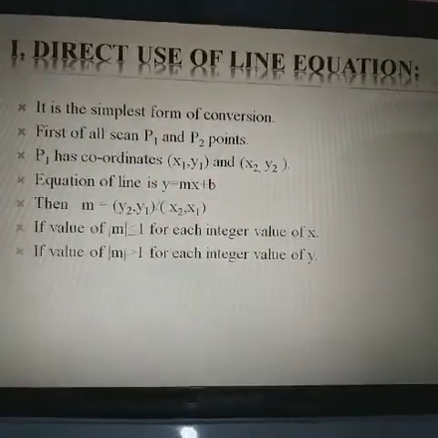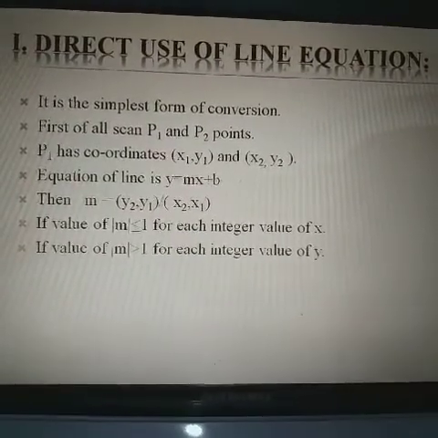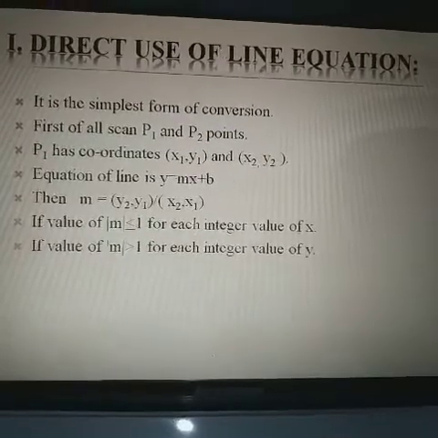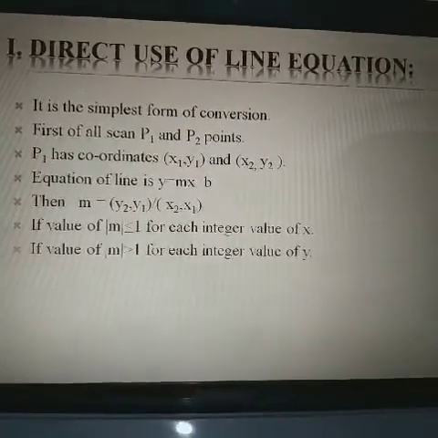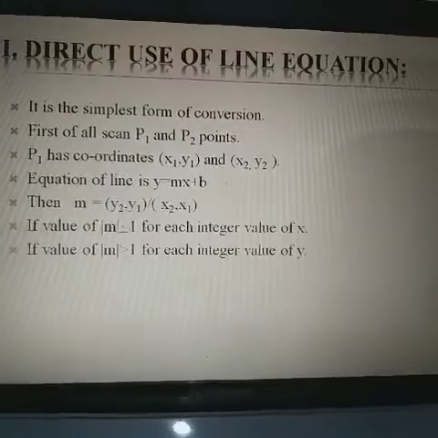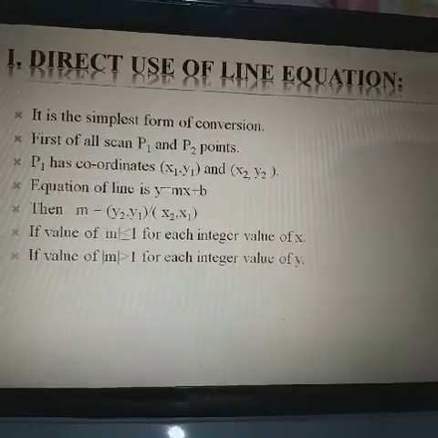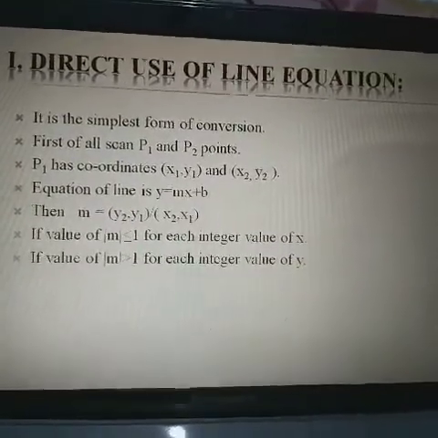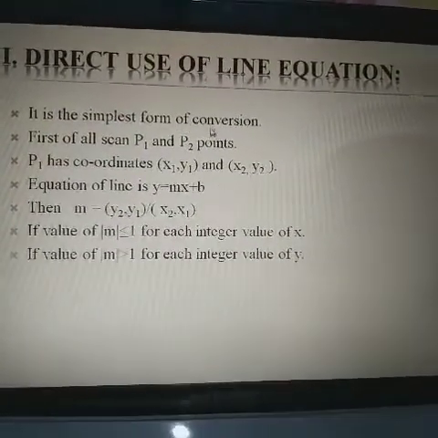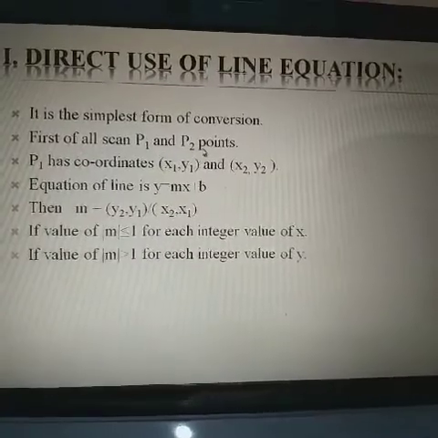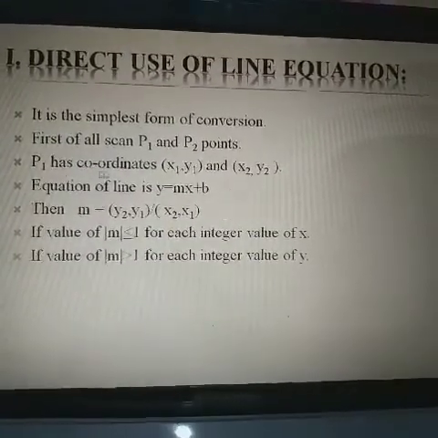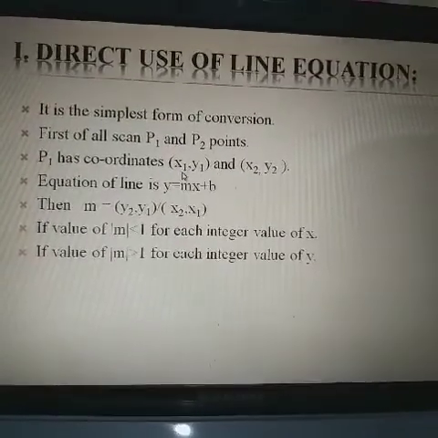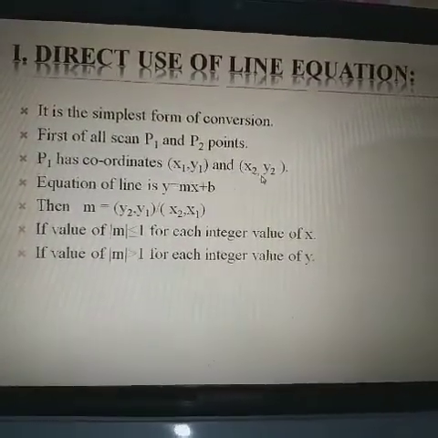These are the algorithms for the line drawing scan conversion method. First of all is the direct use of line equation, which we have studied in mathematics, by calculating the slope of the line, or by assuming the values of x and putting those values in the equation of the line, and we calculate the coordinates of x and y. So it is the simplest form of conversion. First of all, scan p1 and p2 points. P1 has coordinates x1, y1 and P2 has x2, y2. So starting points are known and ending points are known.